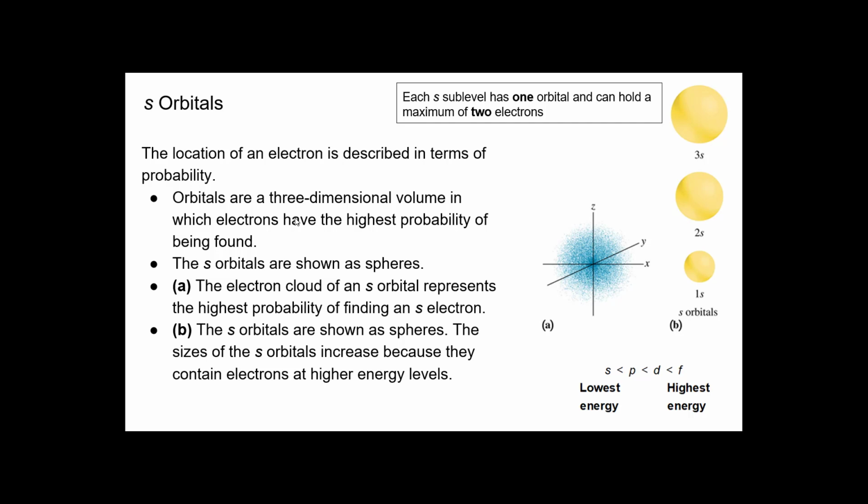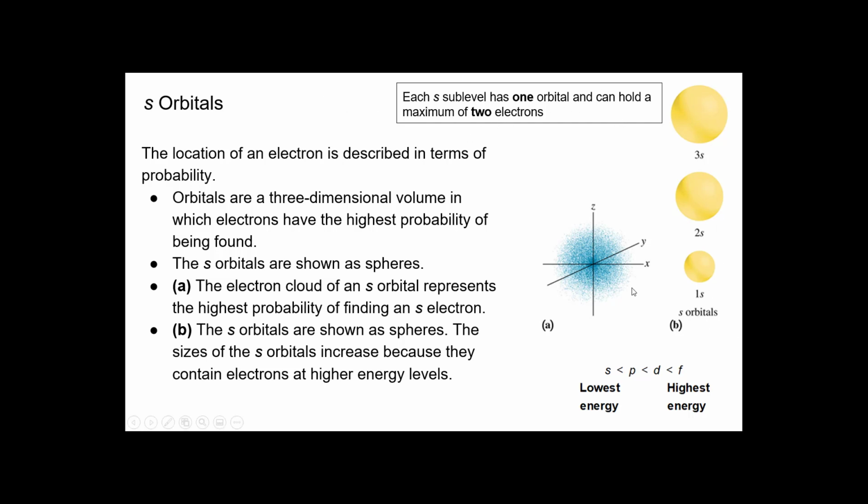This is exactly that. The 1s can fit in the 2s, the 2s can fit in the 3s. So it gets bigger with the higher energy that we go. They all fit within each other. So each sublevel has one orbital and can hold a maximum of 2 electrons.